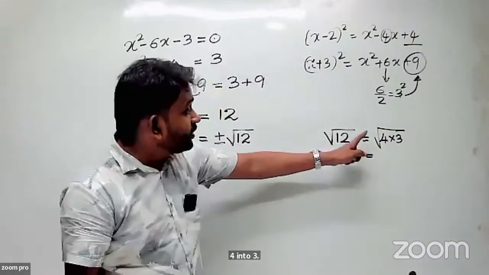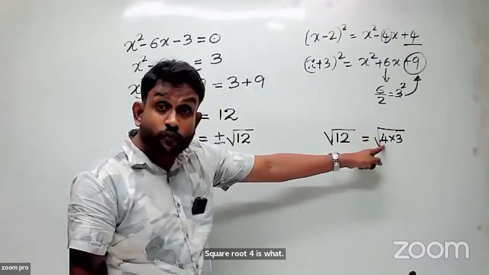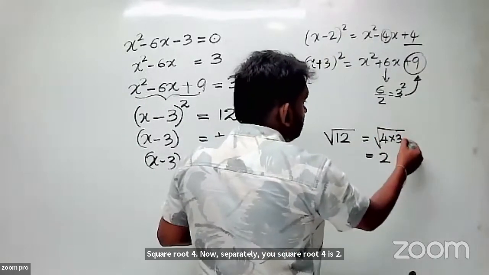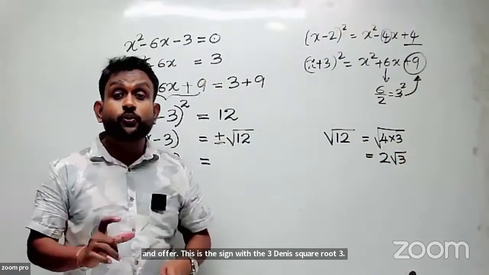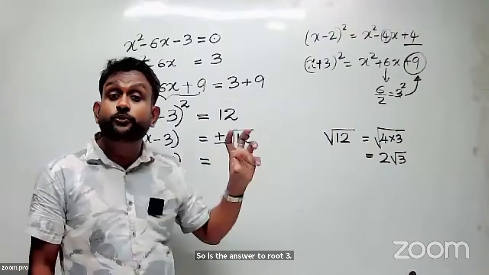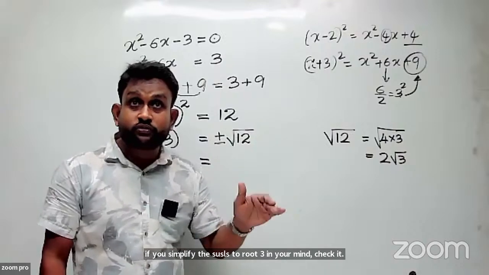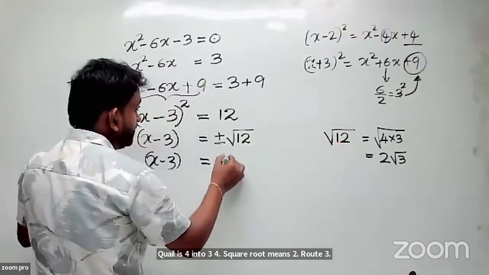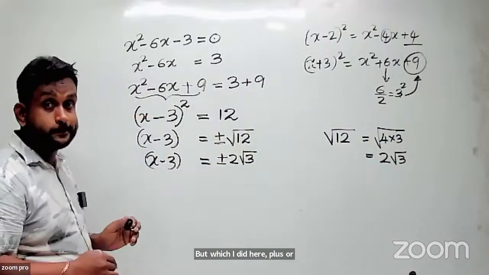Now, √4 is what? Separately, √4 is 2. And keeping the root sign with the 3, we have √3. So the answer is 2√3. Now you have simplified √12 as 2√3. In your mind, check it: 12 is 4 × 3, the square root of 4 means 2, so 2√3. Which I did here: plus or minus 2√3. You have to simplify it.